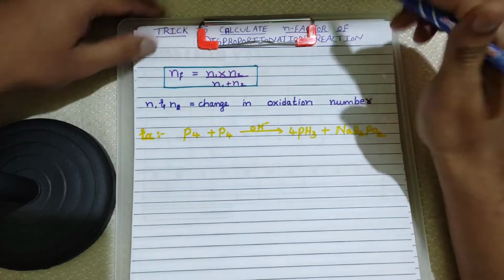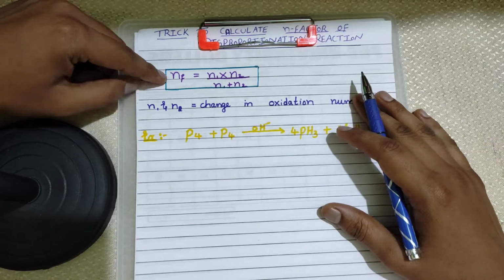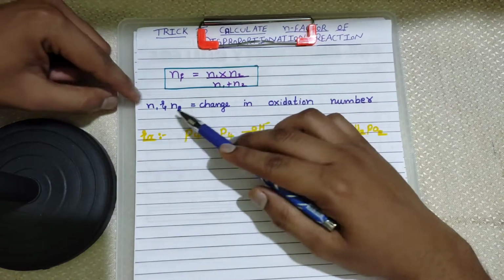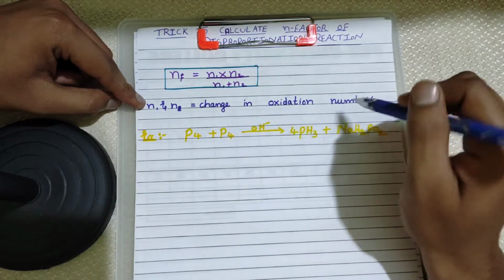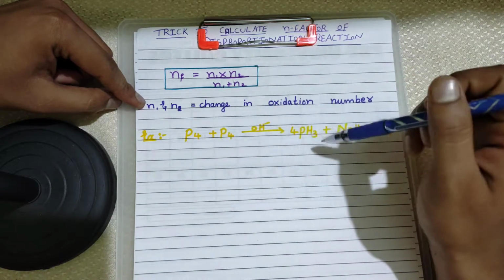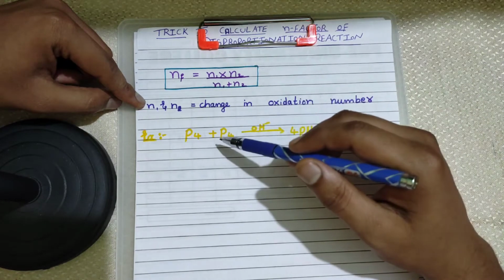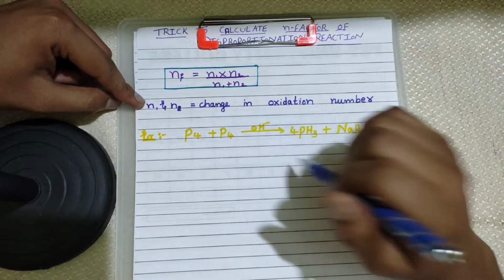The formula or trick to calculate the n factor is n1 into n2 by n1 plus n2. What are n1 and n2? They are the change in oxidation number. For example, this is an equation. After balancing the equation, we see how much the oxidation number has changed from the left side to the right side. That change in oxidation number is your n1 and n2.